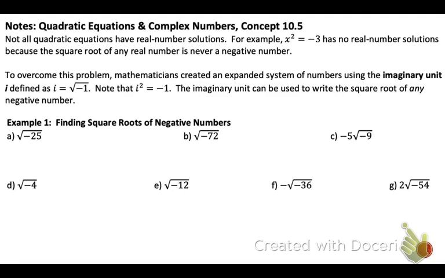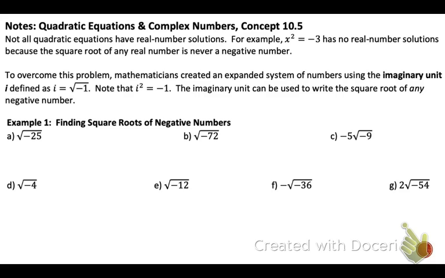If we take i and square it, that means we take the square root of -1 times the square root of -1, which will give us -1. So note that i squared equals -1. Every time we end up with an i squared in our problem, we will replace it with -1 because we always want to work with real numbers if possible. The imaginary unit can be used to write the square root of any negative number, and we'll do that now.